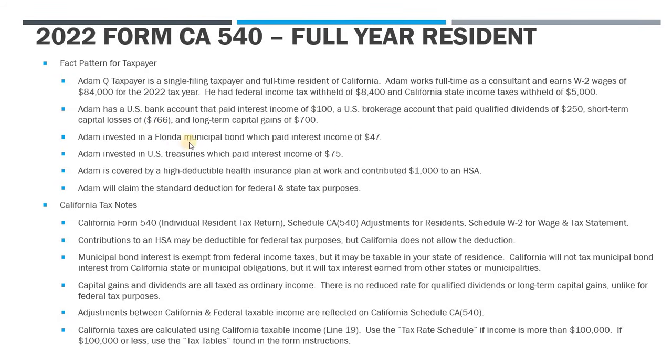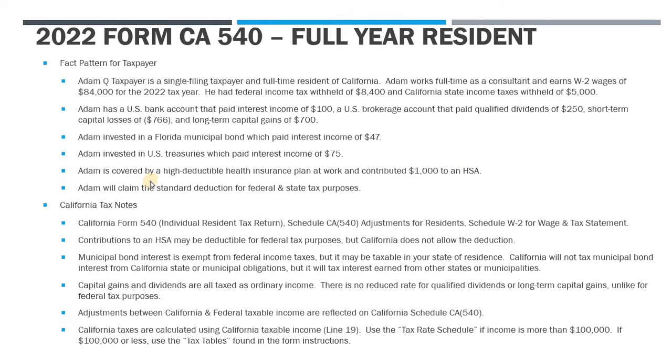Now, Adam also invested in municipal bonds. He has a Florida municipal bond that paid him interest income of $47 during the year. And he also invested in some U.S. treasuries, and those paid him $75 in interest income during the year.